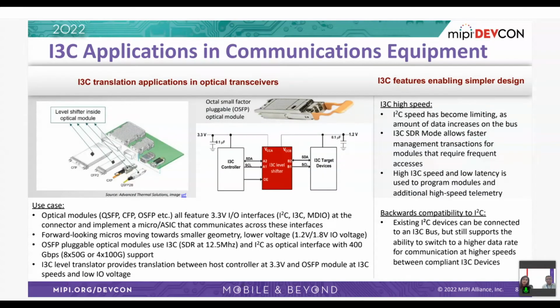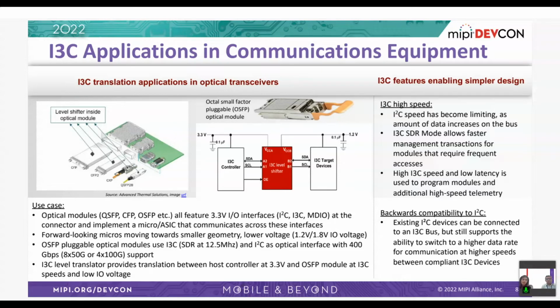All right. Another application we want to talk about is on the communications equipment side. In this application example, you see different types of optical modules. These are small form factor pluggable modules, the most common one being the quad small form factor pluggable module, the CFP, and then the octal small form factor pluggable modules. All of these modules feature 3.3 volt IO interfaces at the connector side.